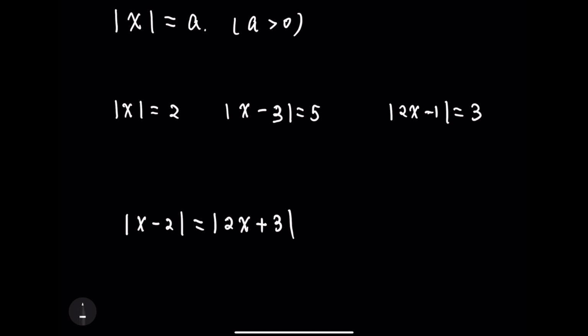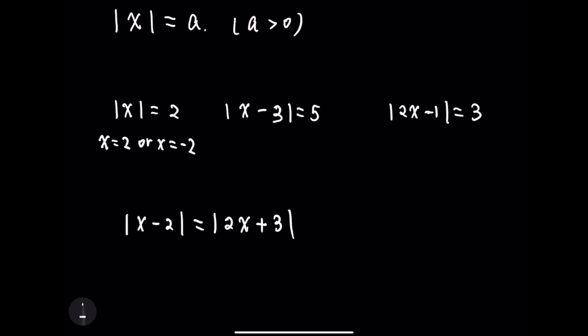the number inside the absolute value could be on the positive side, at that distance to the 2, or on the negative side, at that distance to the 2. So that number can be equal to 2 or negative 2. So for the first question, x can be 2 or x can be negative 2.